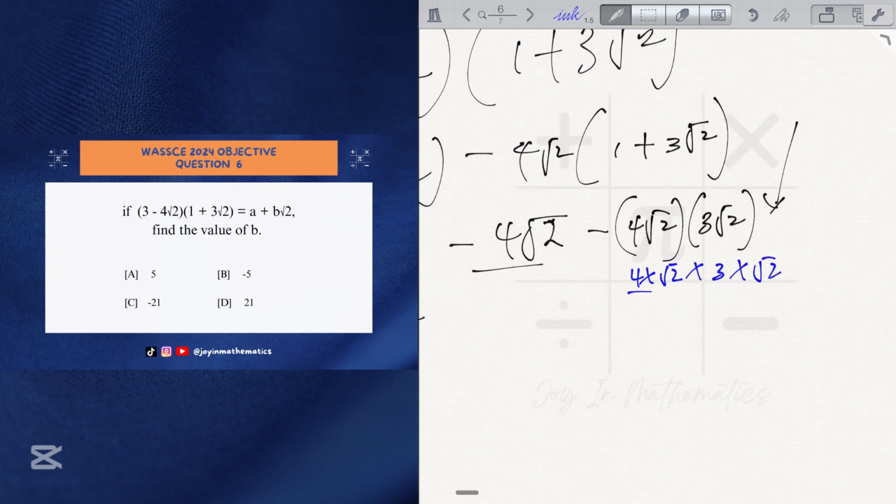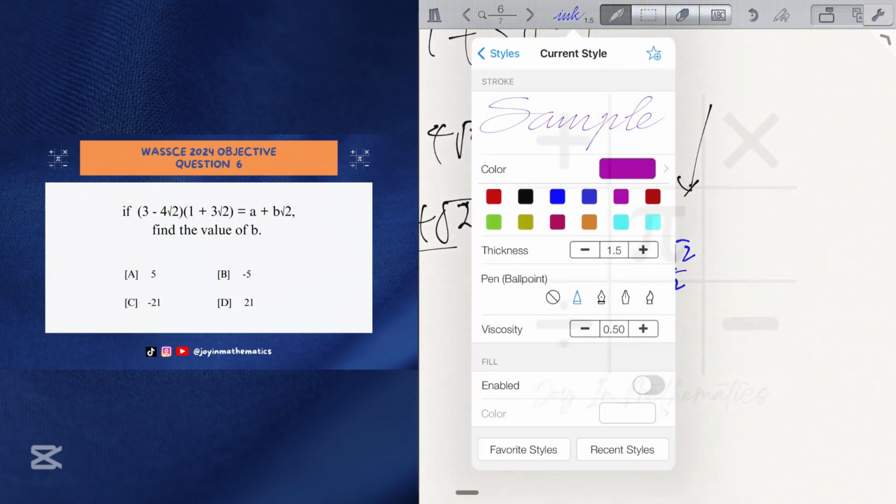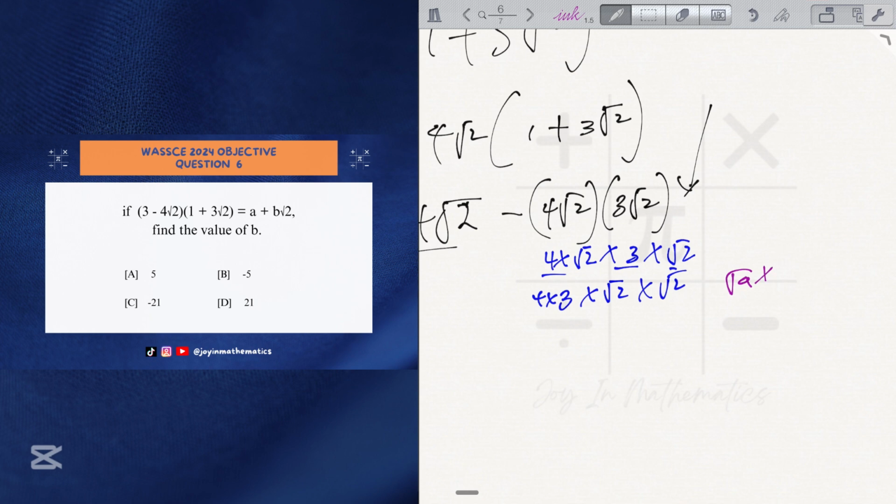So this will give us 4 multiplied by 2, 4 multiplied by 3 multiplied by root 2 multiplied by root 2. So remember, here we are going to apply the rule of surds. Here that says root a multiplied by root b is equal to root ab. We're going backwards. So therefore, this will give us 12 multiplied by this, applying the rule of surds. Okay, we'll have root ab, and that is root 2 multiplied by 2.